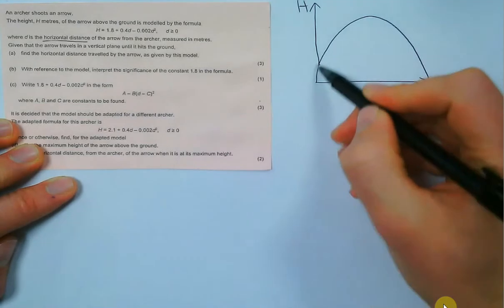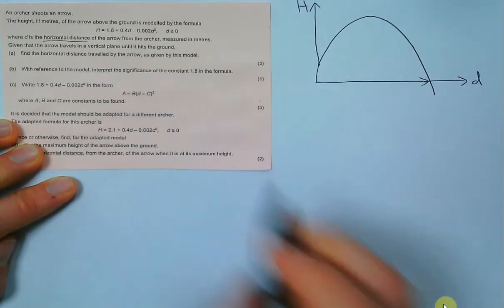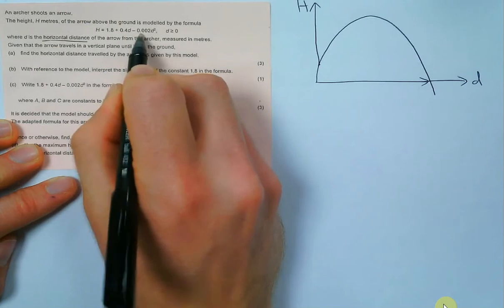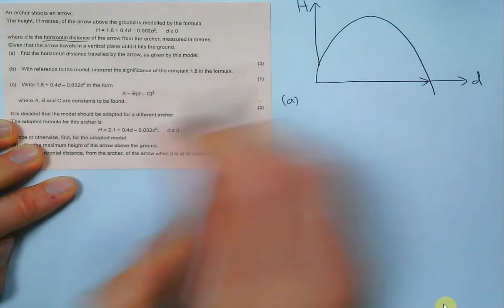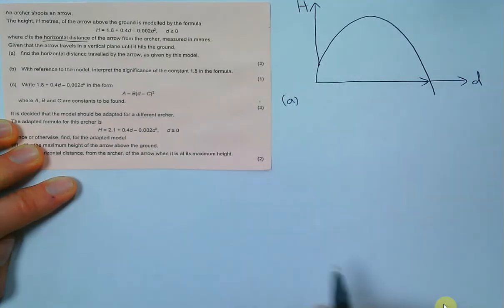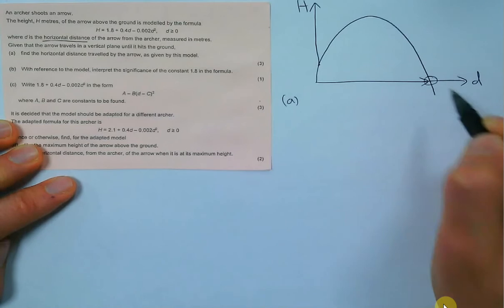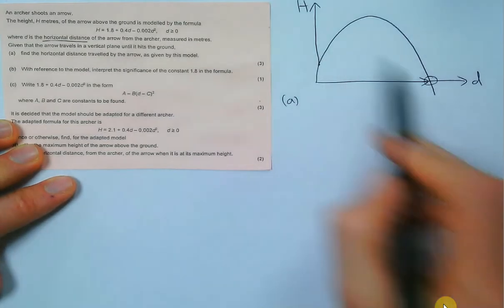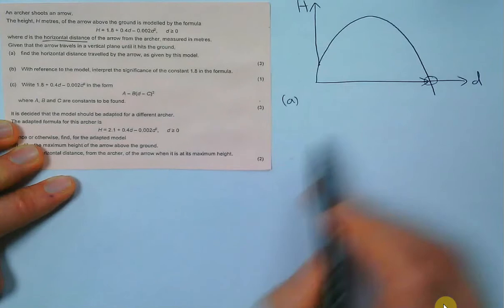Okay, so the flight path of the arrow can be modelled using a quadratic, and here we have this formula. Now in part A it says find the horizontal distance travelled. So you've got to think, what happens here? How do we work this out? Well, this is a root, isn't it? This is a solution. So this is where h is equal to 0.